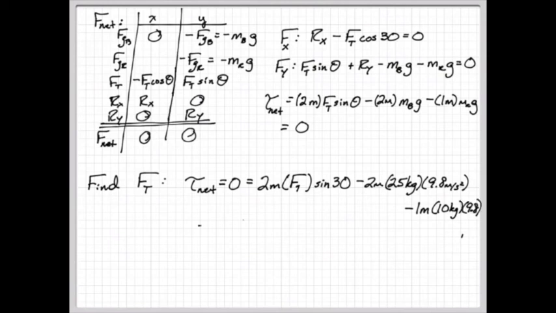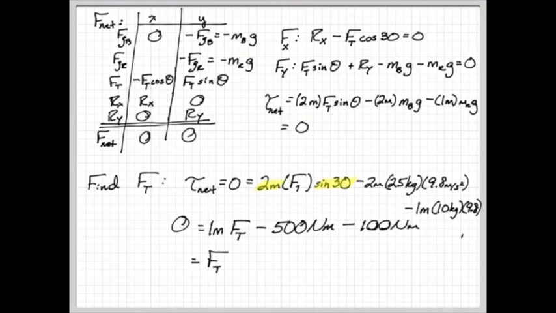So if you crunch these out on your own with your calculator and you don't get the same thing, just know that I did 9.8 for gravity. Okay, so let's crunch this out. The 2 meters and the sine 30 together are just equal to 1 times tension, and then 2 meters times 25 kilograms times gravity is about 500, and 1 meter times 10 kilograms times gravity is about 100. And remember, all these are equal to 0, so I just have to move everything to the other side, and we see that tension is 600 newtons.